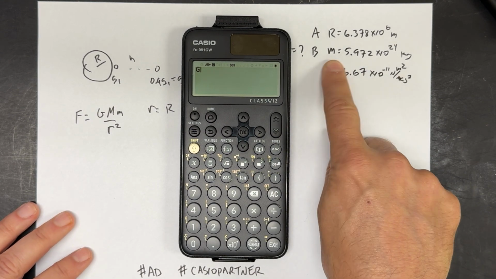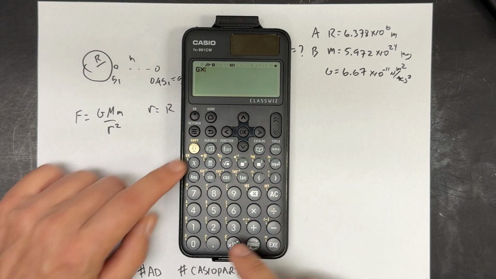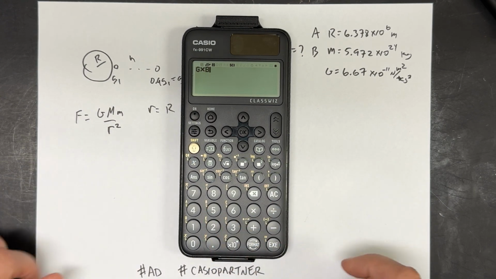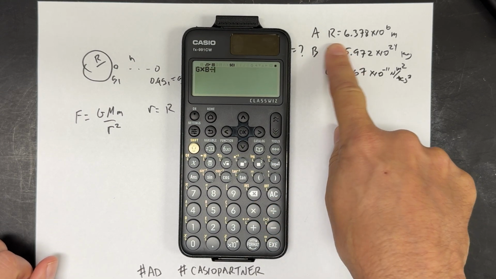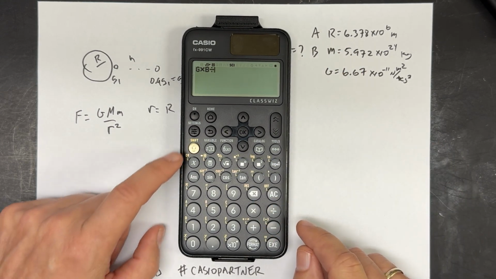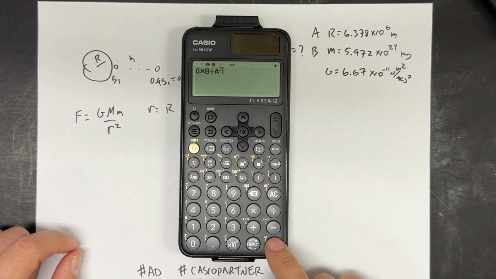Now I want to multiply that by the mass, which is B. So I'm going to say times, and then Shift B. And it doesn't look right, but it's going to be right. And then divide by the radius squared, which we called A. So divide by Shift A squared. Execute.